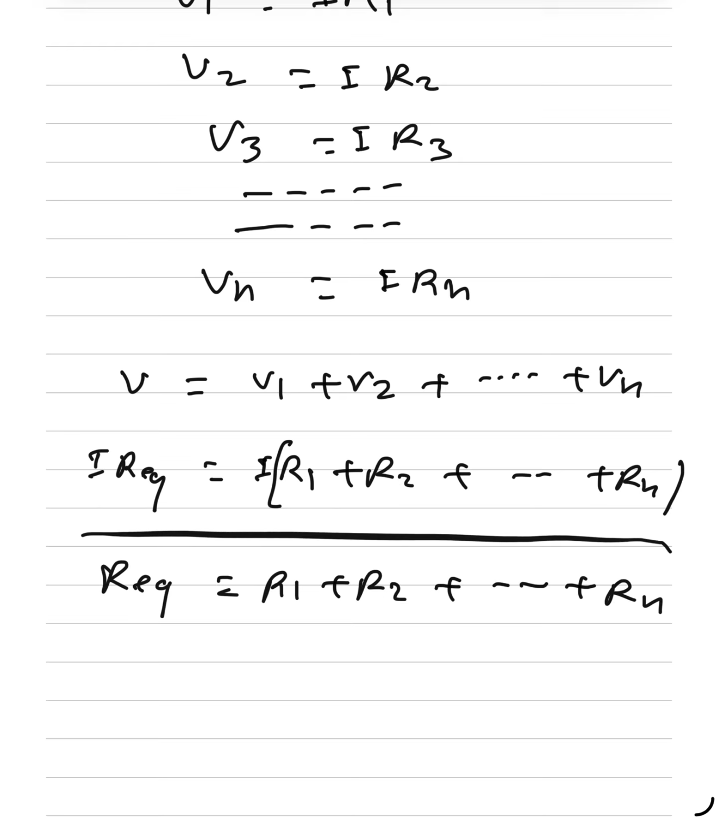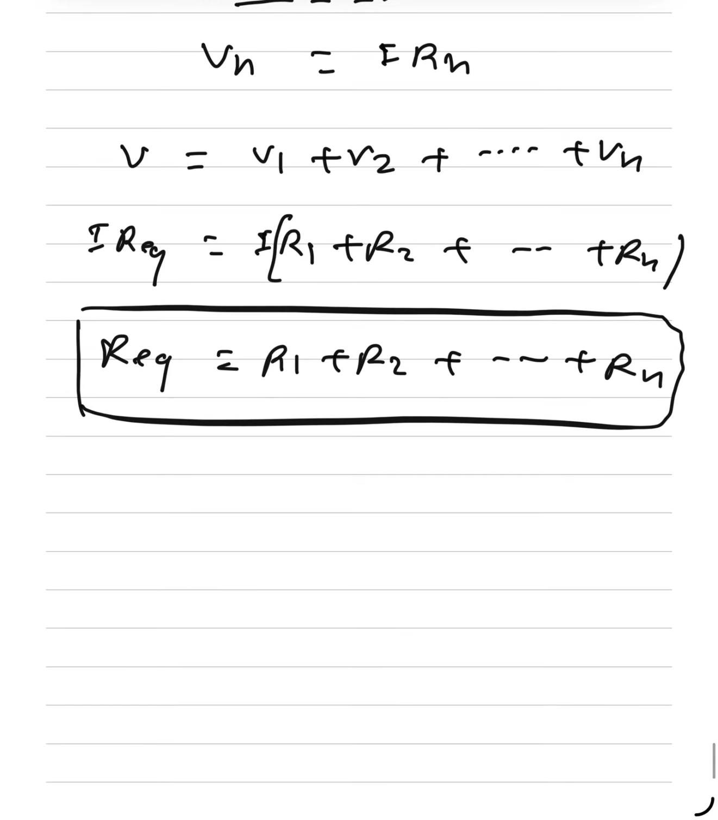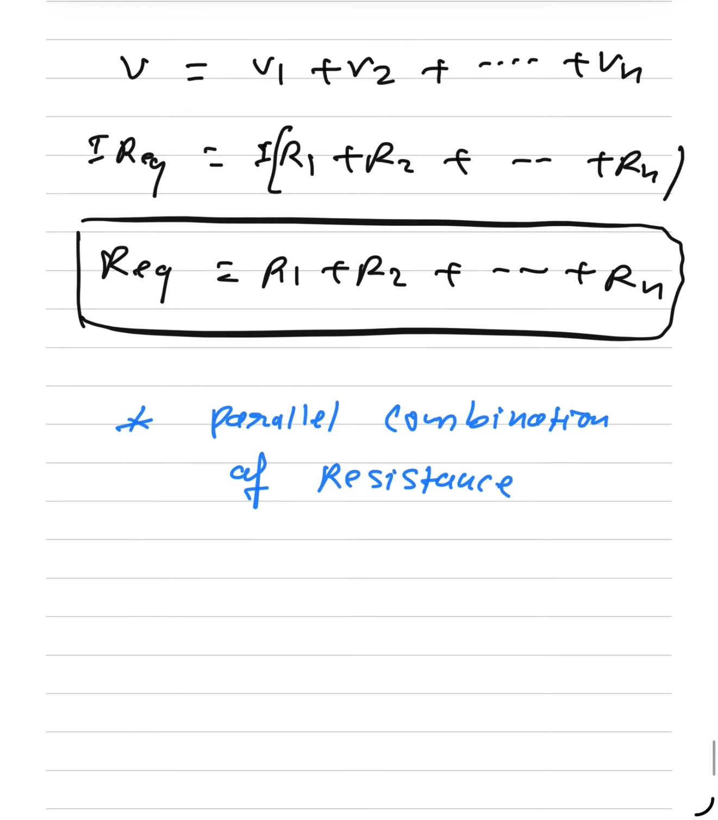This is a basic formula about the equivalent resistance when all resistances are connected in series combination to each other. And now we discuss the parallel combination of resistance. Right. What is the basic logic about the parallel combination of resistance?